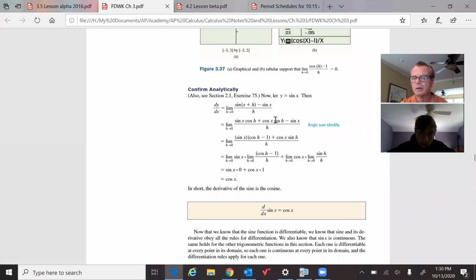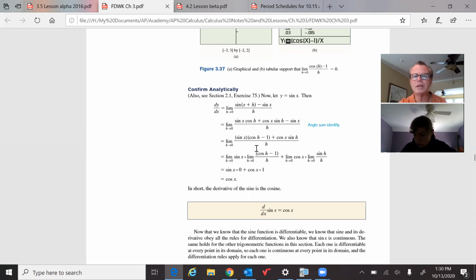Now, if you're not sure about how to do the sine of alpha plus beta, there is a PowerPoint specific to that in the Chapter 1 folder of Canvas. And if you need to go to that PowerPoint at your own pace, then I would strongly encourage you to do it.